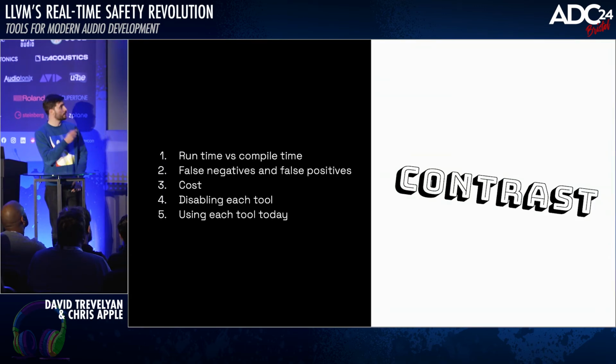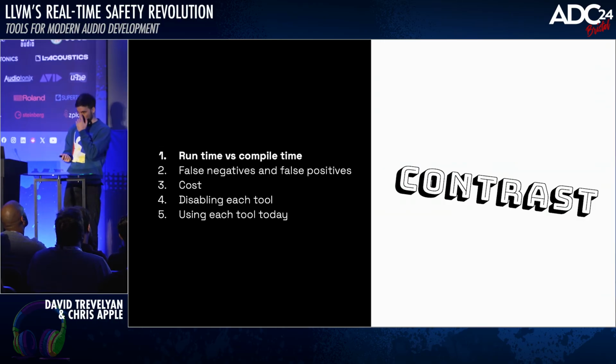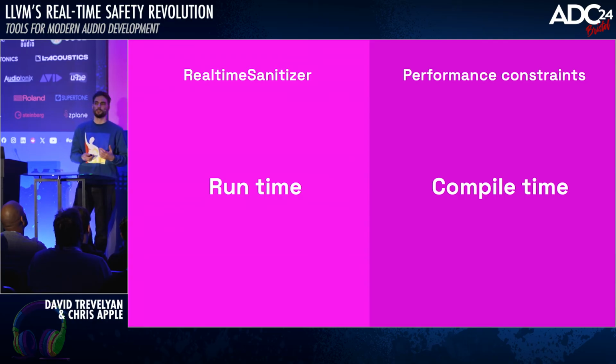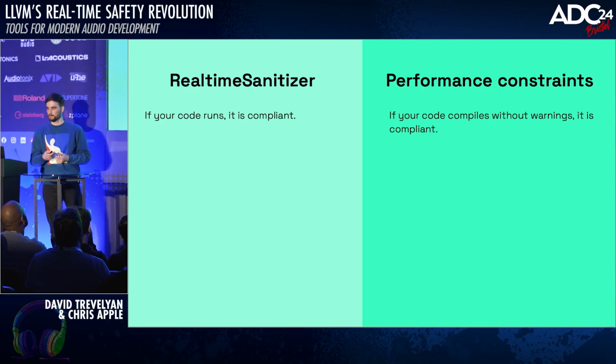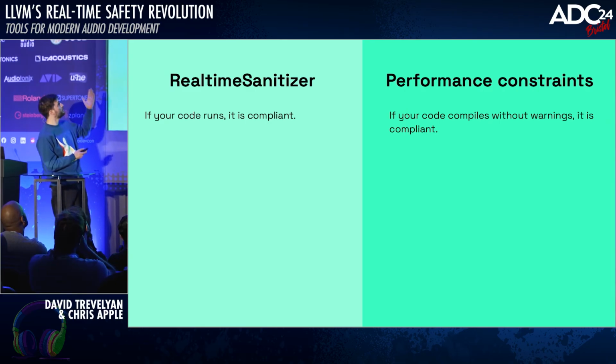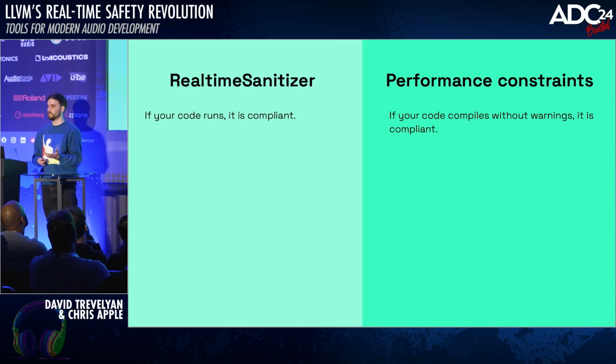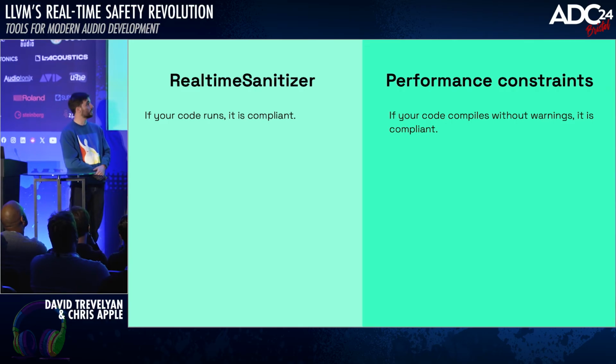So Chris and I are going to trade off a bit more. I'm going to start with the runtime versus compile time nature of the tools. And hopefully it should be obvious to you now that RealtimeSanitizer is entirely a runtime tool and performance constraints is entirely a compile time tool. But what does this mean about the inferences you can make about the real-time safety of your code? It might be tempting to think these things. It might be tempting to think that if my code runs fine with RealtimeSanitizer enabled, that it's real-time safe, that it's compliant. It might also be tempting to think that if it compiles with performance constraints enabled, that it's compliant.